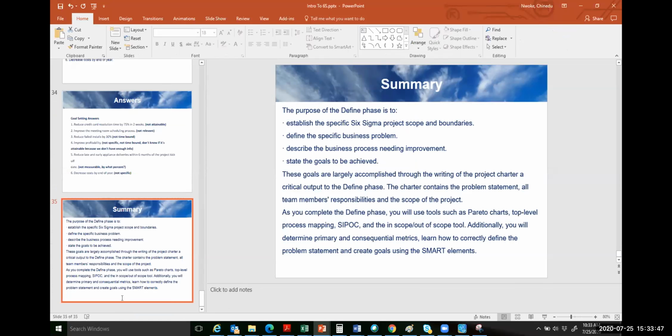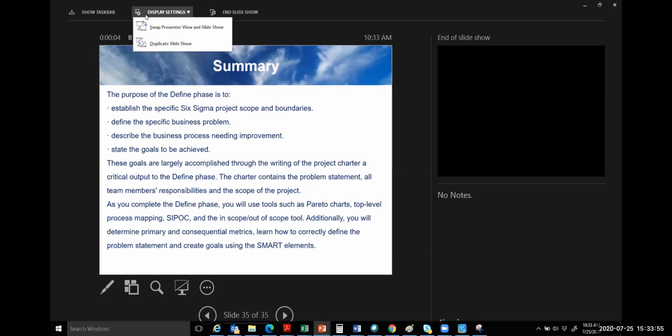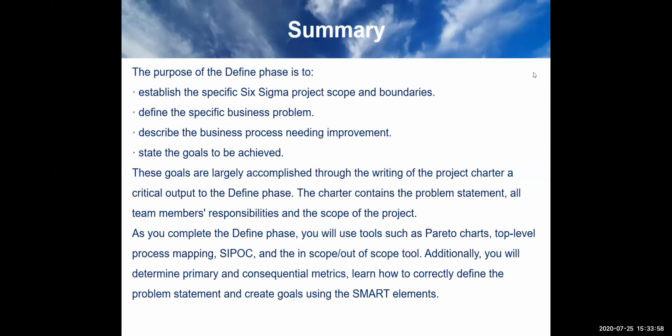Now, in summary, the purpose of the define phase is to establish the Six Sigma specific project scope and boundaries, define the specific business problem. We want to know what business problem we want to achieve, describe the process needing improvements, and state the goals to be achieved. These goals are largely accomplished through writing the project charter, which I've talked about. It's a critical output of the define phase. The charter contains the problem statement, all the team members responsible, and the scope of the project.